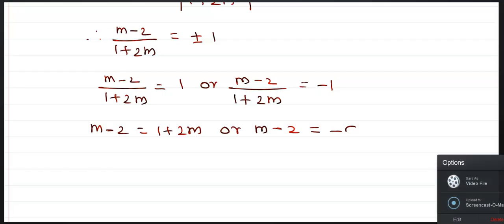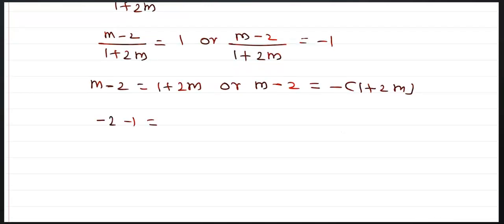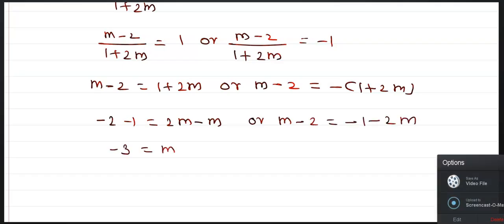Now here is the cross multiplication. That is, m minus 2 is equal to 1 plus 2m, and m minus 2 is equal to minus (1 plus 2m). Now simplify this.